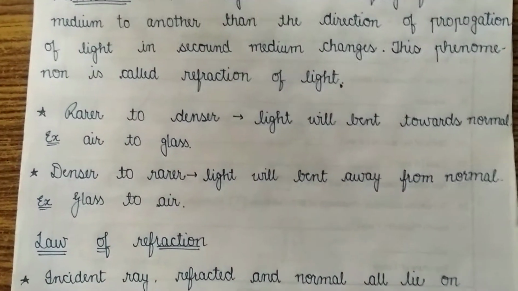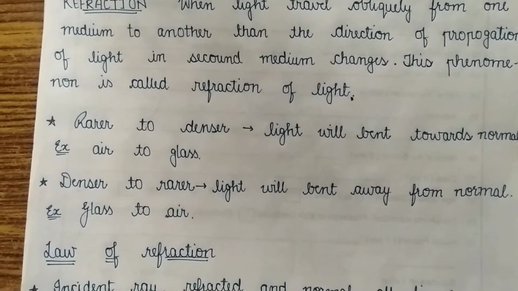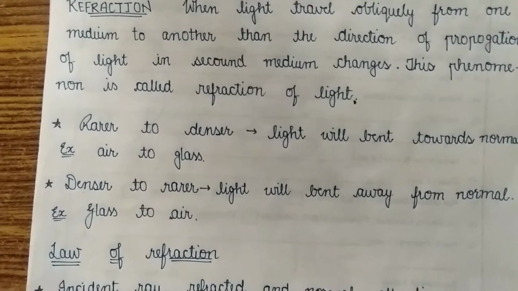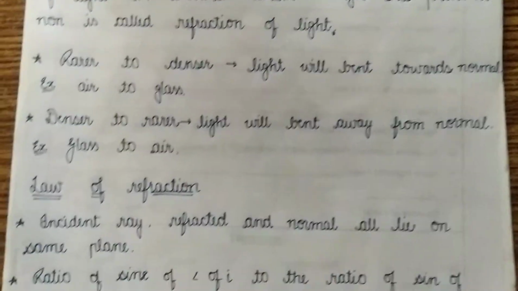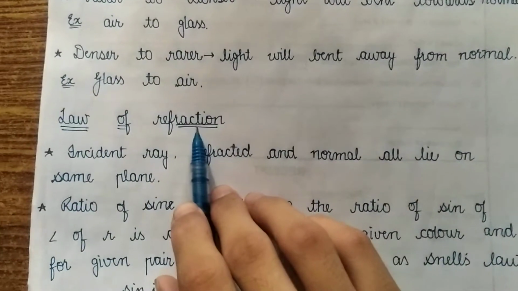If, in the same example, we take glass above and air below, so if the light first passes through the glass and then into the air, then it will bend away from the normal. Now, as there are two laws of reflection, there are also two laws of refraction.